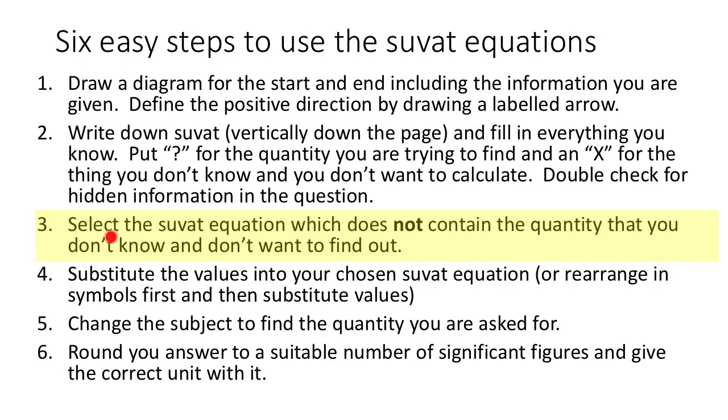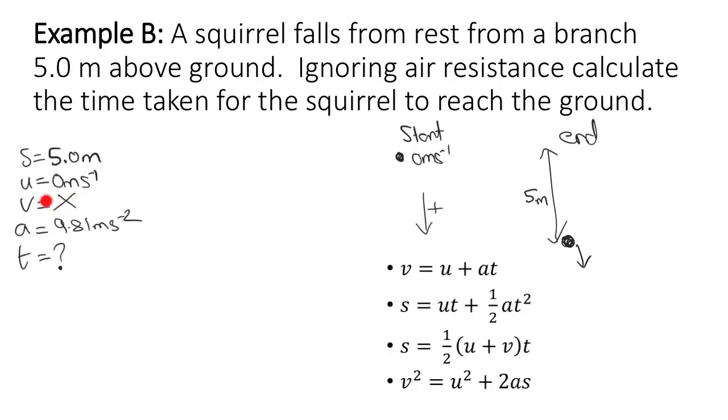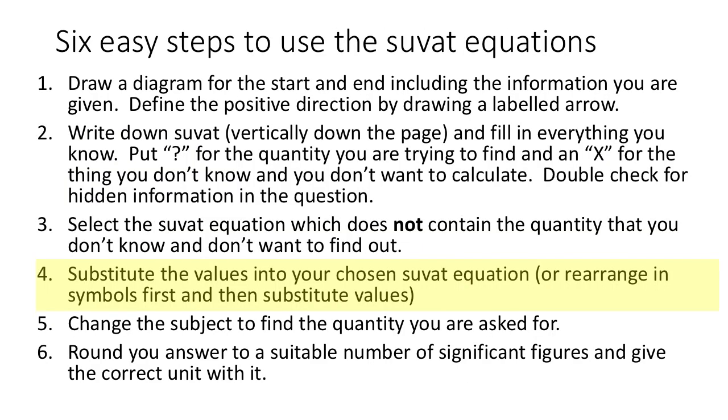Step 3: now we need to select the equation which doesn't contain the quantity we don't know and we don't want to find out. We aren't told the final velocity v, and we're not trying to work it out, so we need the equation which doesn't contain v, which is s equals ut plus a half at squared. Step 4 is to substitute the values into your chosen equation.